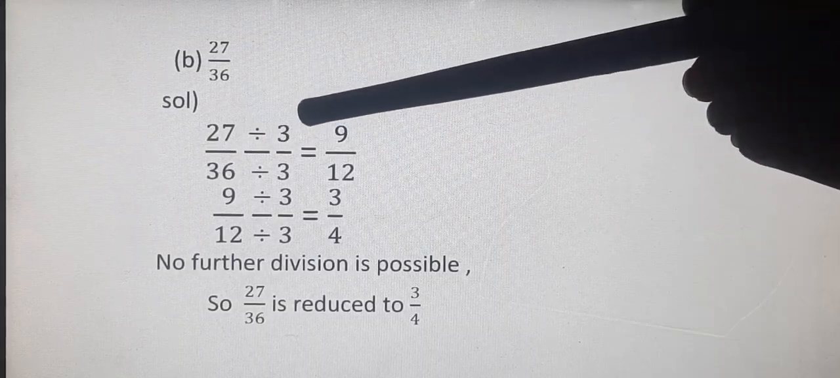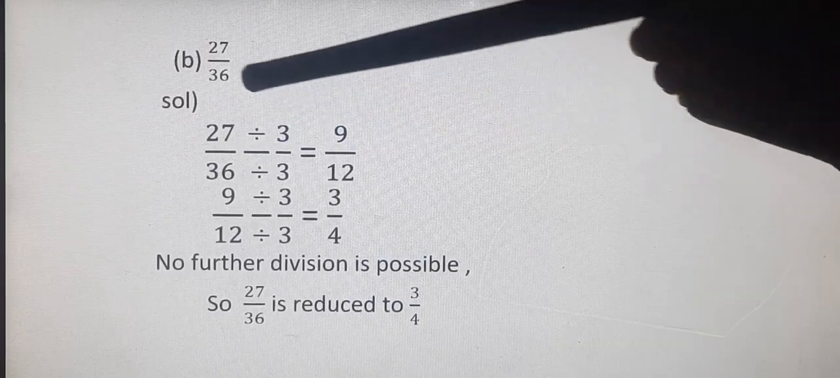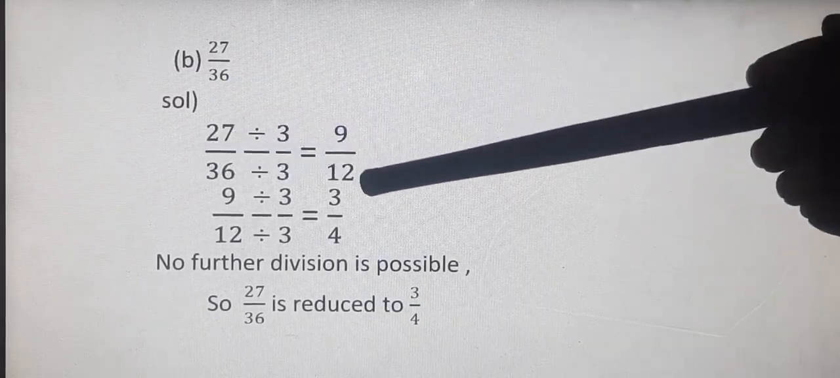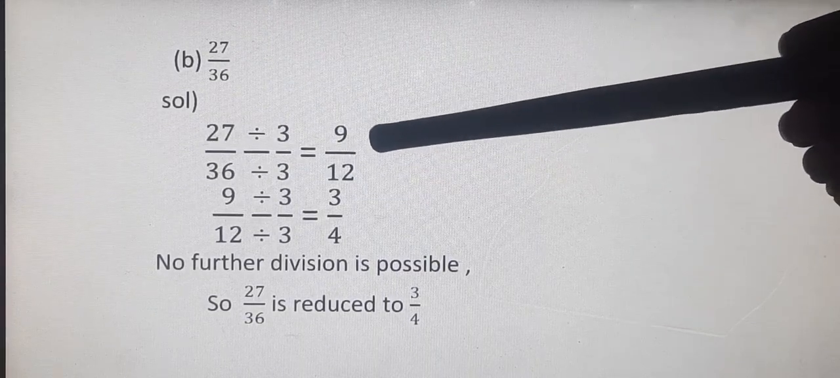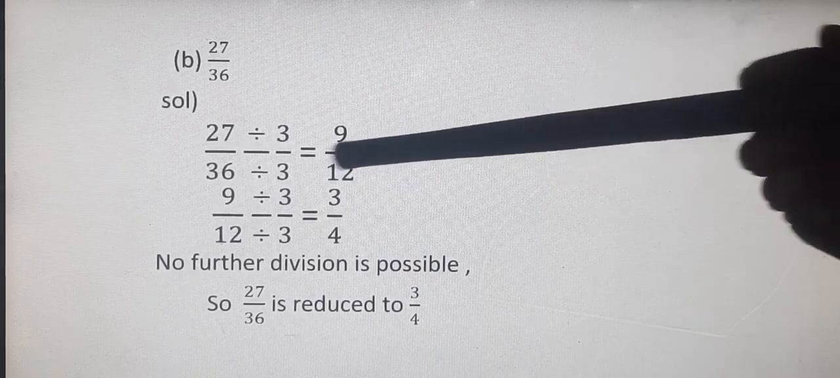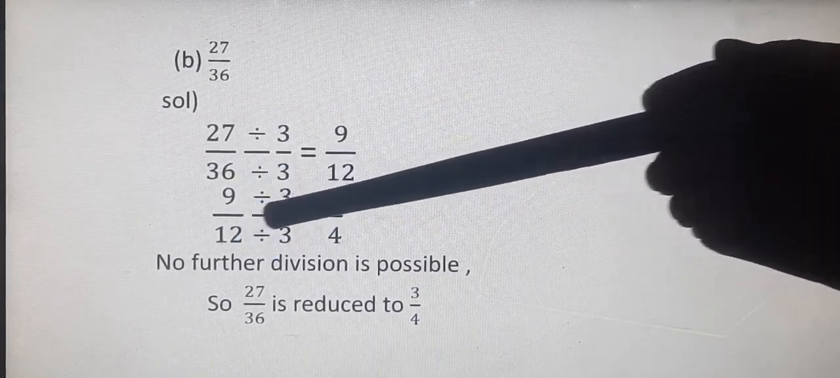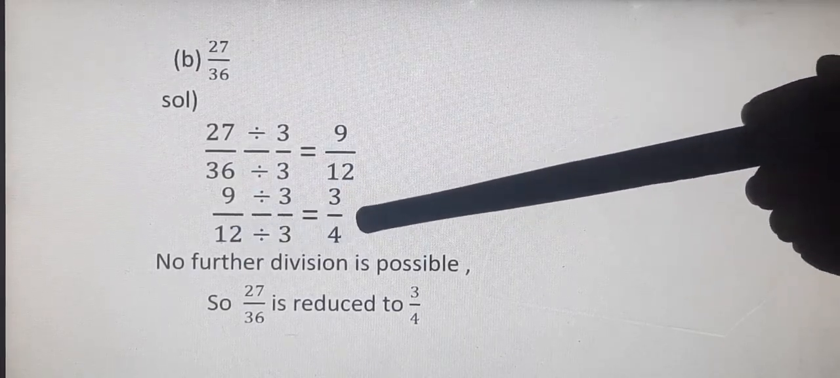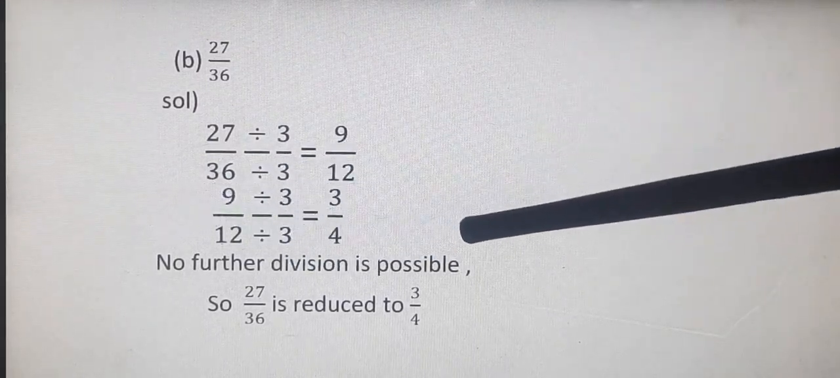यू कांट टेक हेयर डिवीजन बाय 3 एंड हेयर डिवीजन बाय 2. दैट विल बी रॉन्ग. 27 divided by 3 will give quotient 9. 36 divided by 3 will give quotient 12. 9 upon 12. Again these both are divisible by 3. So write down 9 upon 12 divided by 3. 9 divided by 3 will give the answer 3. 12 divided by 3 will give answer 4. 3 upon 4. Now no further division is possible.